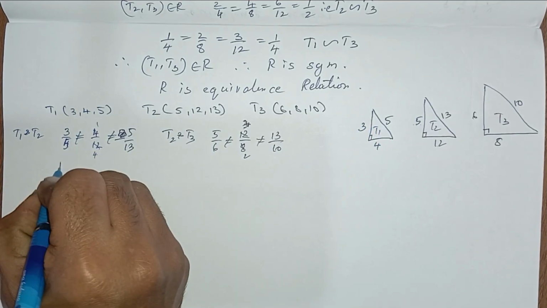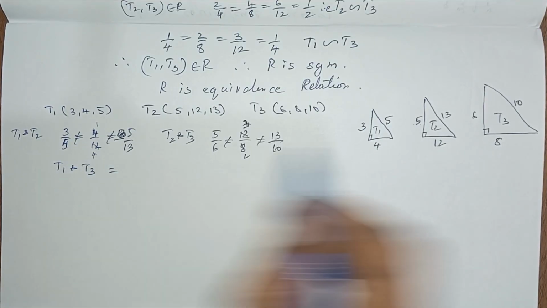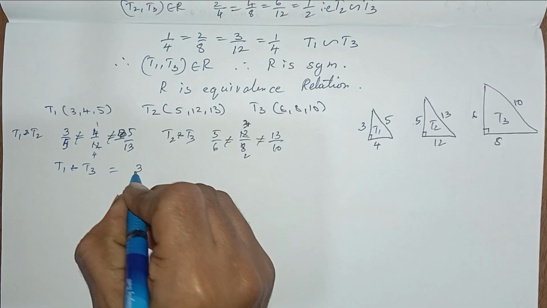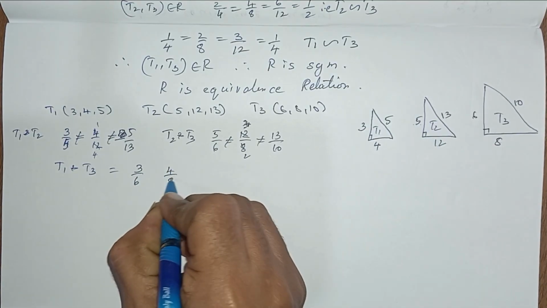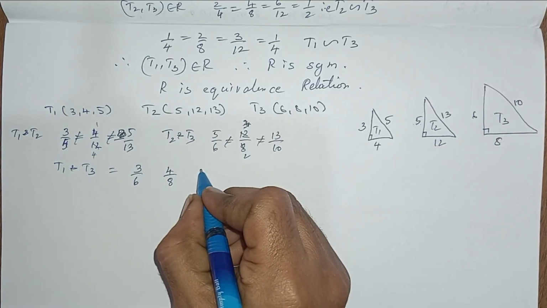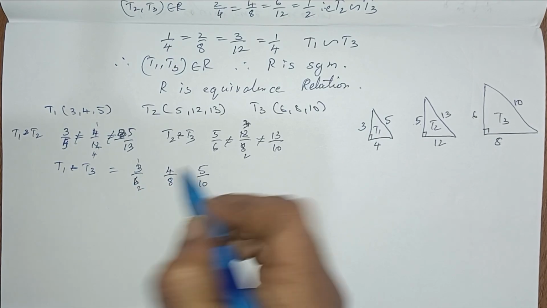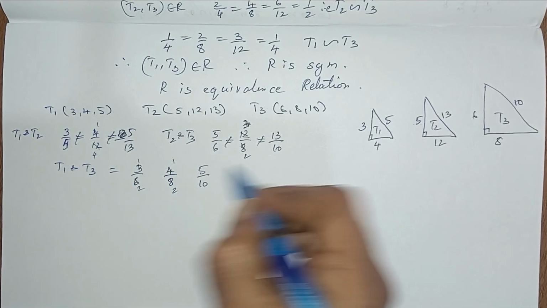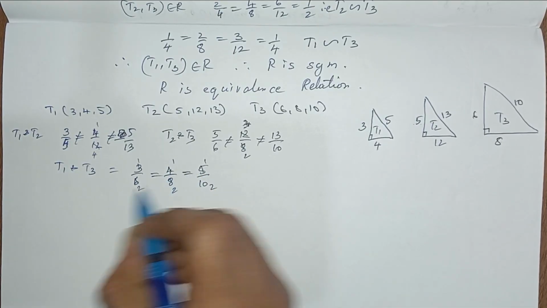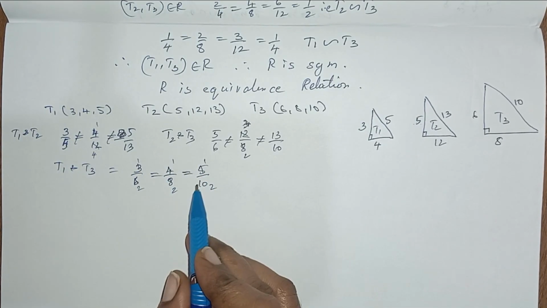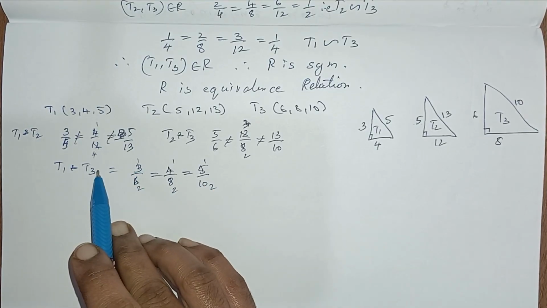Now if we are taking triangles T1 and T3, that is 3 and 6, again you have 4 and 8, then 5 and 10. So if we check, this is 1 by 2. Again 4 and 8 is also 1 by 2 in ratio. So you can see all are in 1 by 2 ratio. All sides are in the ratio that is 1 by 2. So T1 is related to T3.